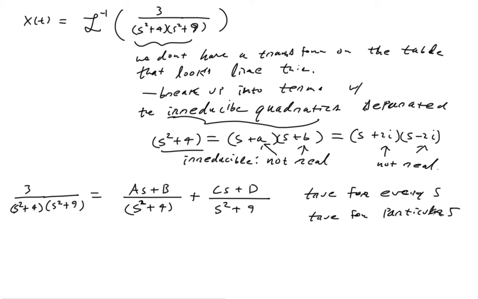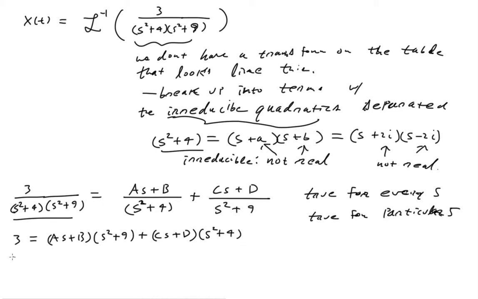Okay. So if it's true for particular s values, then we can pick a few. For instance, I can go s is equal to 0. Before I do that though, I can multiply through by this whole thing and get 3. I'm going to multiply through everything by that, and we're going to get (as plus b) times (s squared plus 9) plus (cs plus d) all times (s squared plus 4).